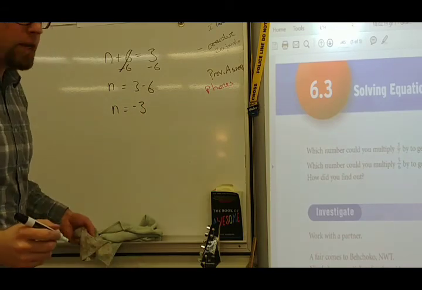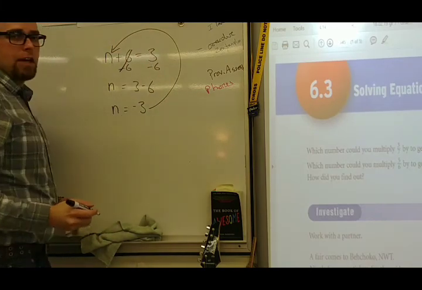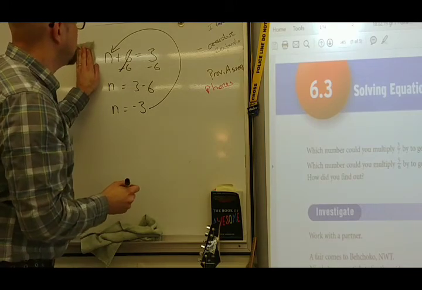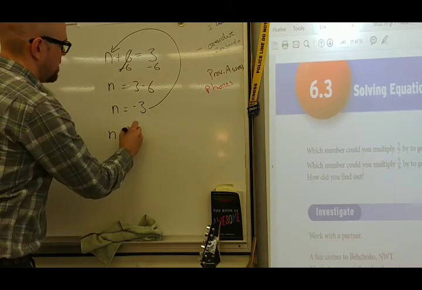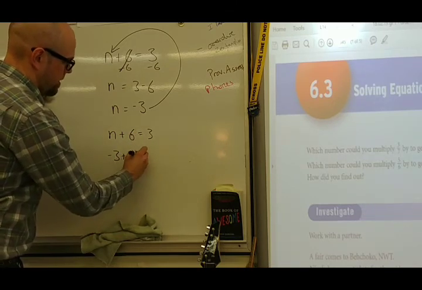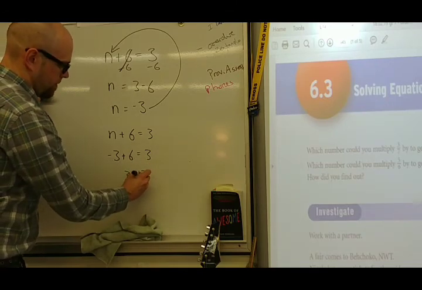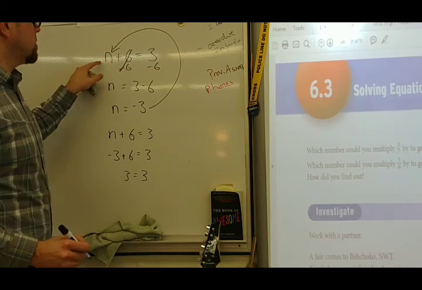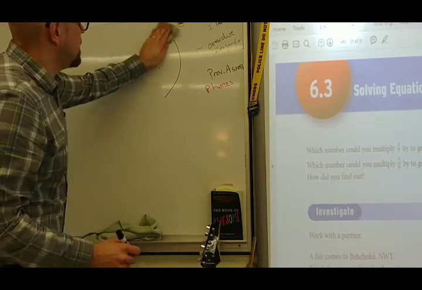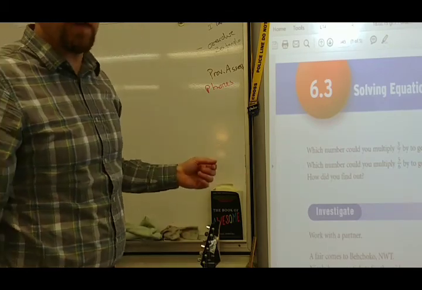Now let's see if I have the right number. We need to plug it back in and see if we are correct. n plus 6 equals 3. If we think n is negative 3, we will replace it and see if it is true. Sure enough, we get 3 is equal to 3. So therefore, n is equal to negative 3. So now that we've had our brief review, we're going to get into the examples from the assignment.